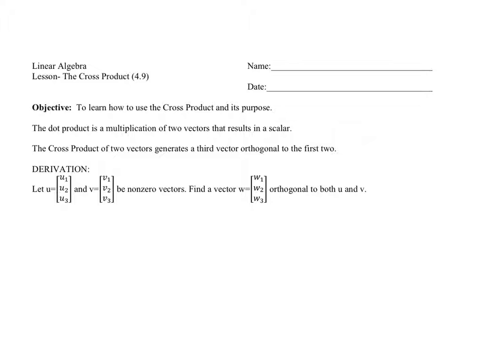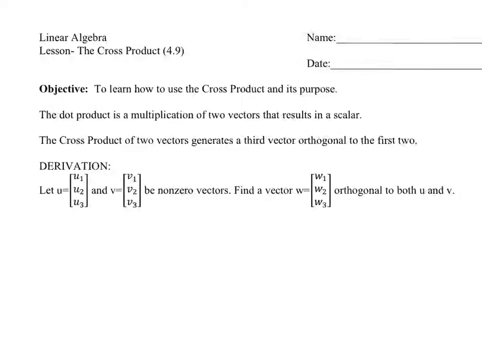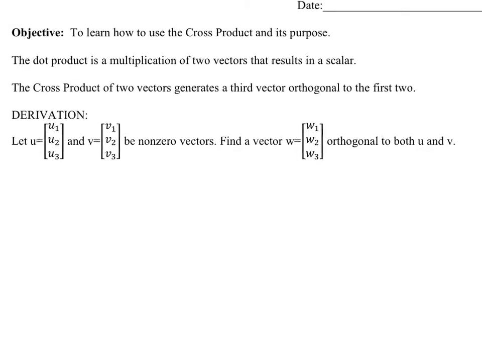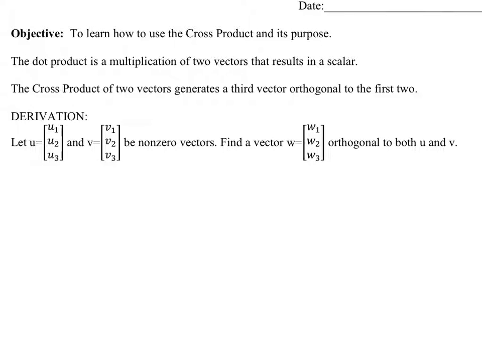The only issue is that orthogonal could be going up or it could be going down. It depends on the situation. Sometimes you want the one going in the positive direction, sometimes the negative direction. But ultimately, we're guaranteeing a vector that will be orthogonal to the first two. So how do we go about doing that? Well, it's completely algebraic in terms of the derivation.